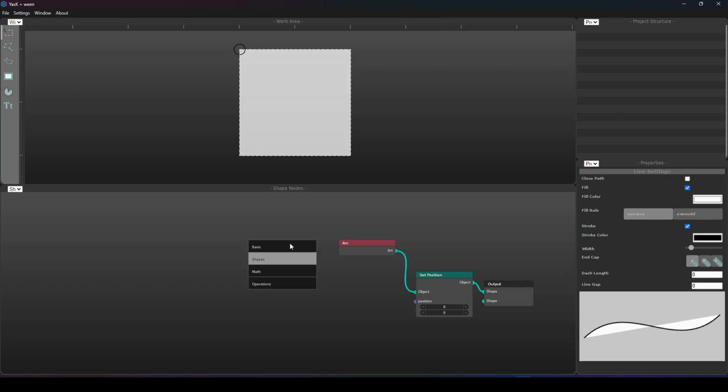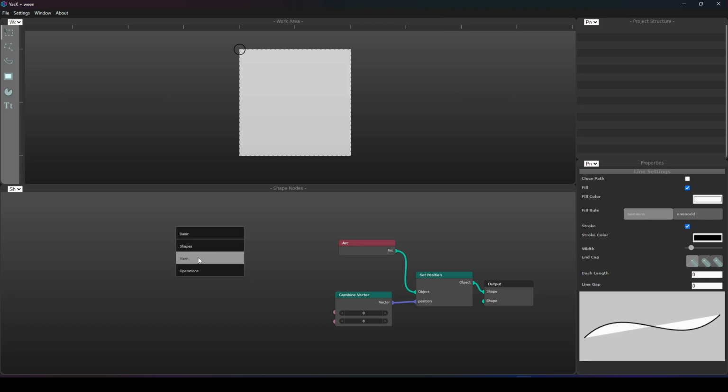So what we're actually going to do for that is combine a vector from these two values that are going to be 100 by 100, or 100 and 100, and we're going to add to those to get our circular motion. So let's take 100 on the Y.